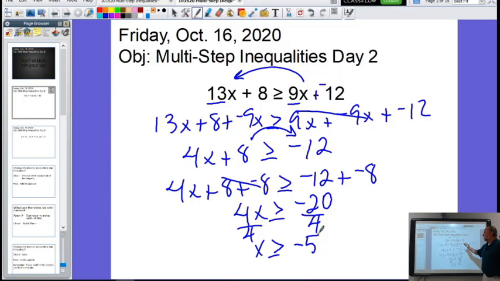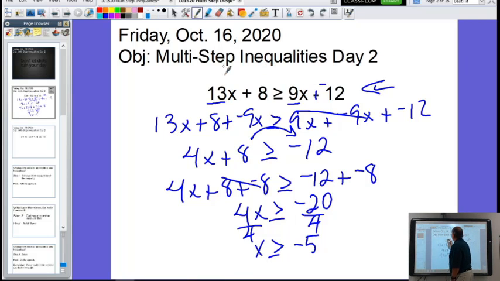So values that will make this statement true are any x value that is greater than or equal to negative 5. If we were to check this, is 0, the number I like to use to check a problem with, part of the solution set? Is 0 greater than negative 5? Yes, it is. So I could use 0 to check this problem.